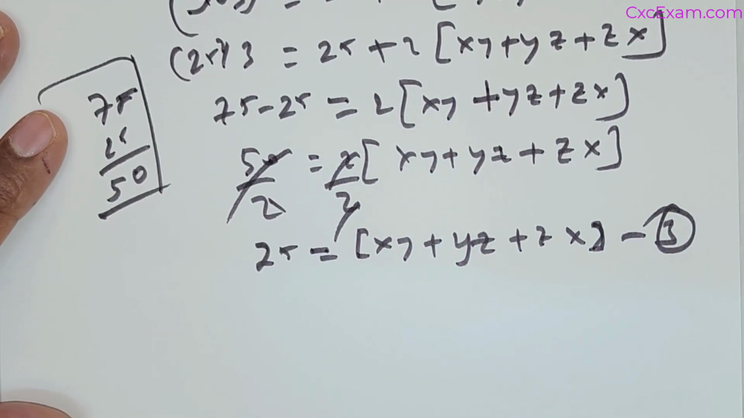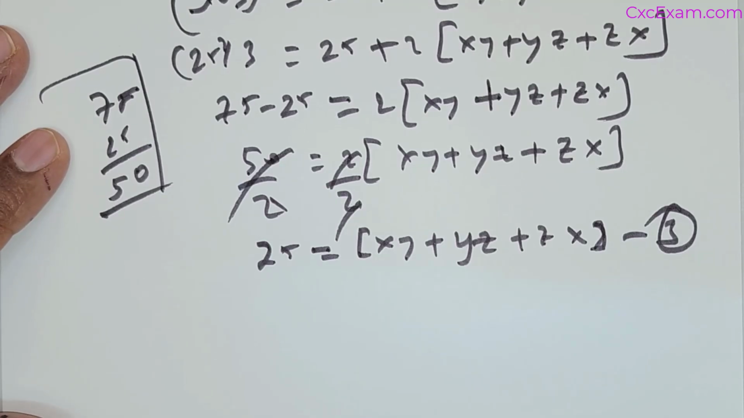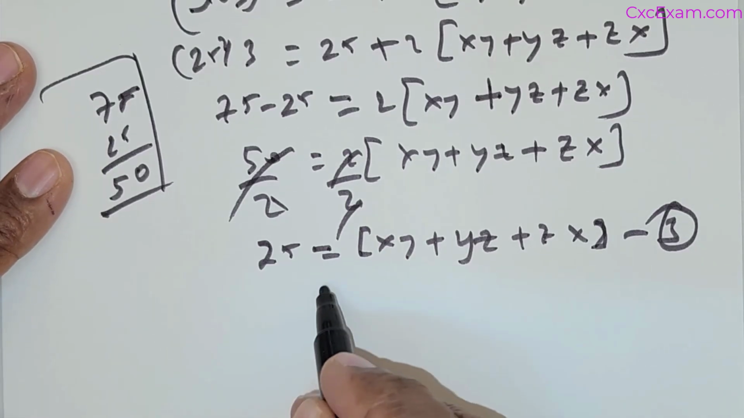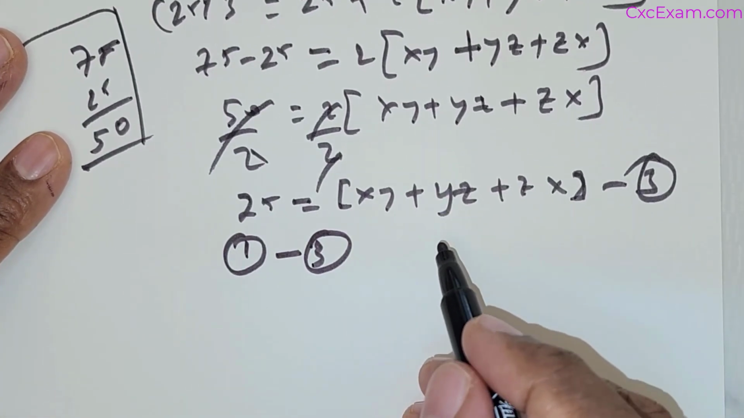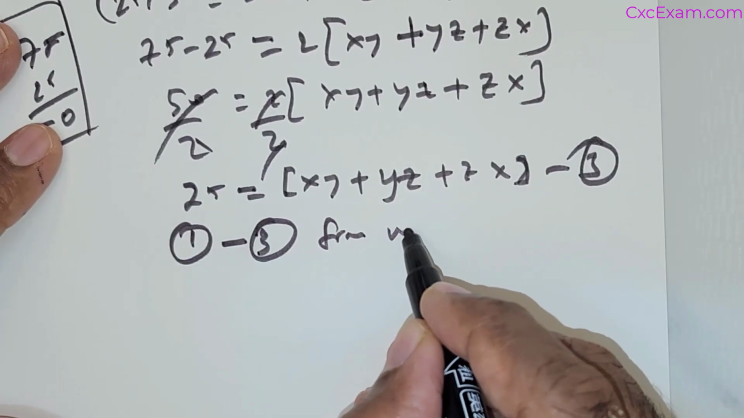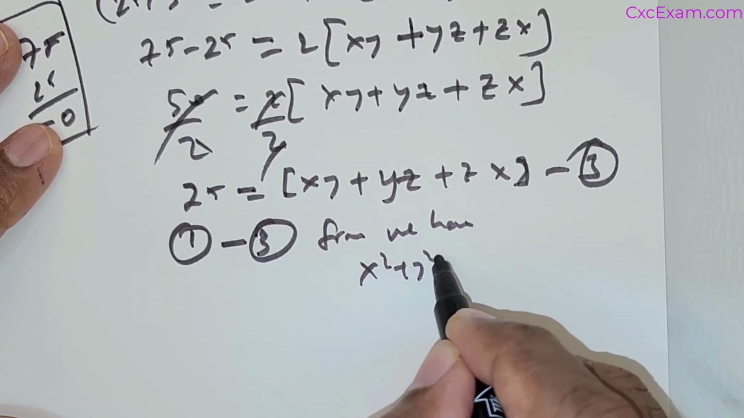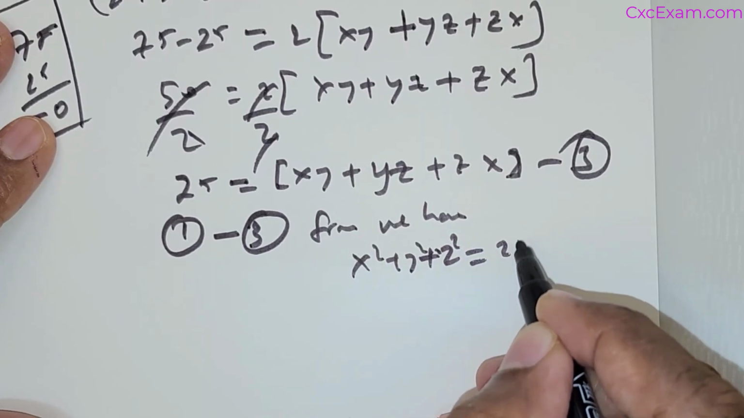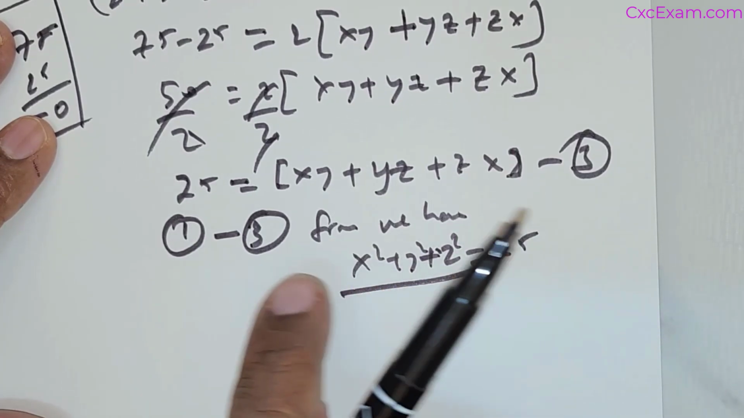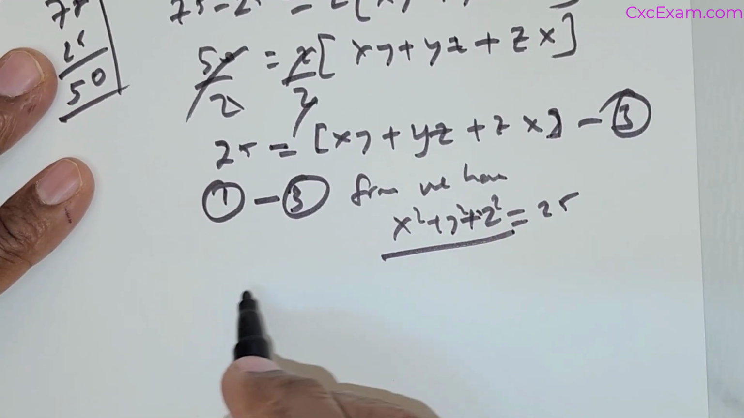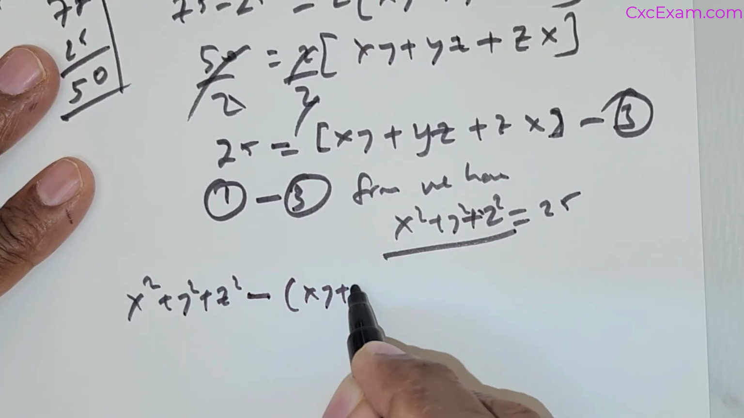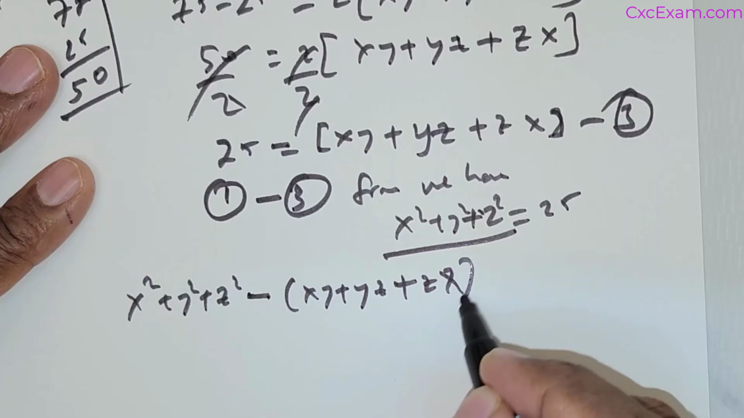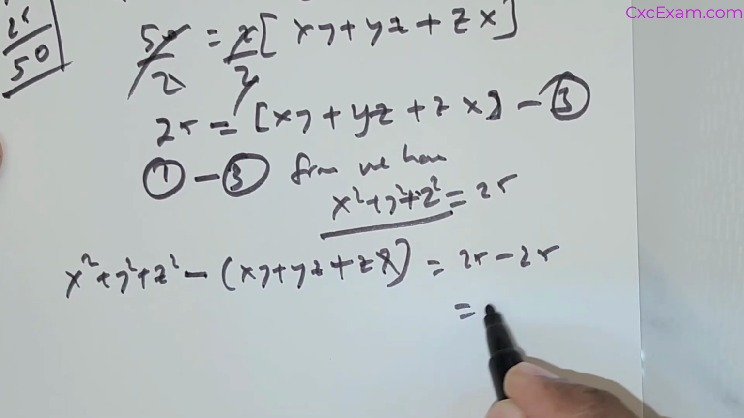Now what I am going to do is subtract 3 from 1, because from 1 what do we have? From 1 we have x squared + y squared + z squared is equal to 25, isn't it? This is 1. So from 1 you take away 3. So this is going to be x squared + y squared + z squared minus (xy + yz + zx) is equal to 25 minus 25, which is equal to 0.